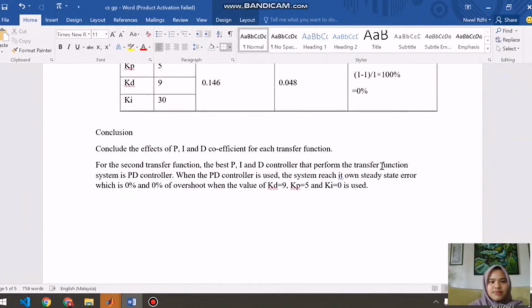So in conclusion, for the second transfer function, the best PID controller for the system is the PD controller, because when the PD controller is used, the system reaches its steady state error, which is 0%, and 0% overshoot when the value of Kd is equal to 9, the value of Kp is equal to 5, and the value of Ki is equal to 0.